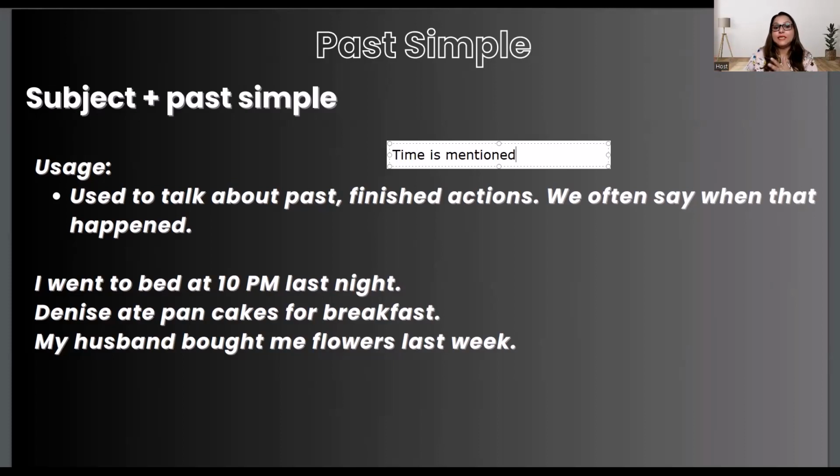So that is past simple. I went to bed at 10 p.m. last night. Denise ate pancakes for breakfast. That is in the morning. My husband bought me flowers last week. He didn't, by the way, but I'm hoping that he will this week. So the time is mentioned.